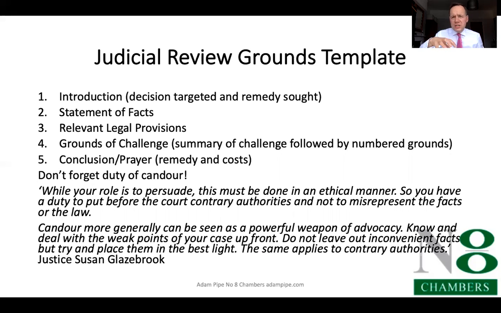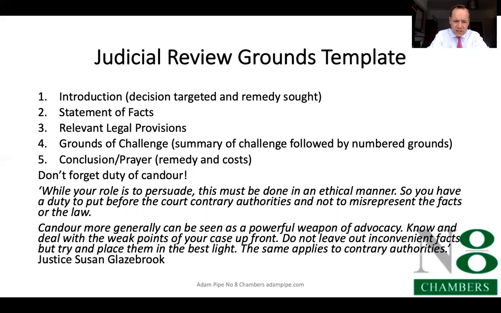And don't forget your duty of candor. Duty of candor is so important in judicial review. So if there's been previous determinations, make sure you record them in the statement of facts. You may need to include them in your JR bundle, deal with them in your grounds. But actually, you can turn that as a weapon to your advantage. So again, Justice Susan Glazebrook, while your role is to persuade, this must be done in an ethical manner. So you have a duty to put before the court contrary authorities and not to misrepresent the facts or the law. So if there's a decision against you from the Court of Appeal, deal with it.